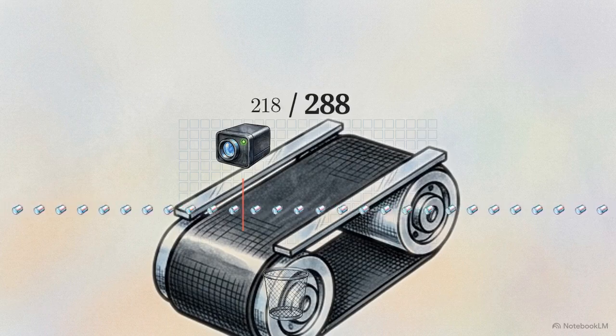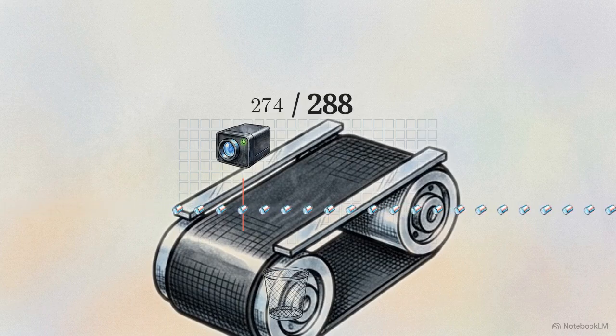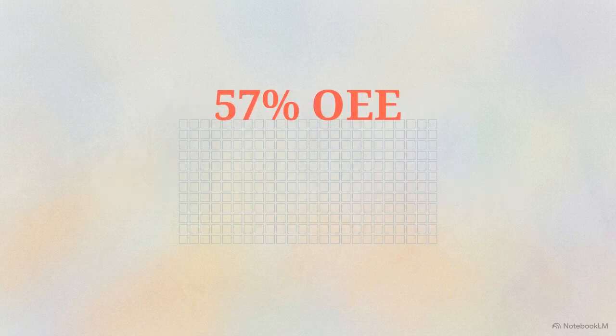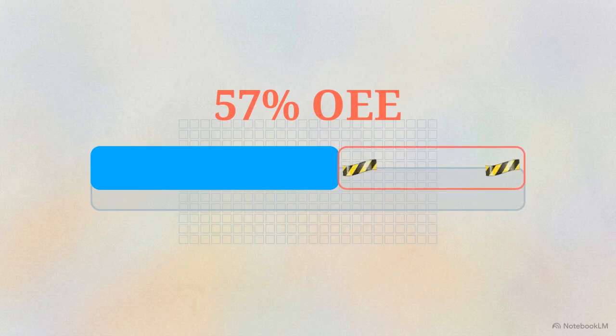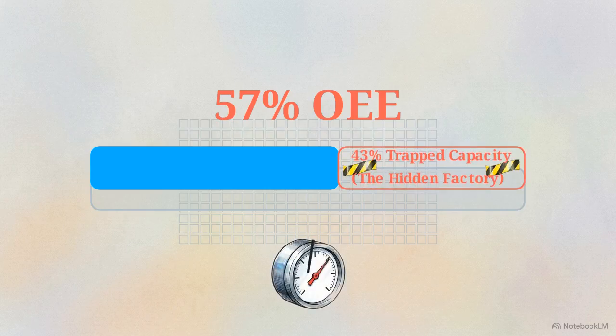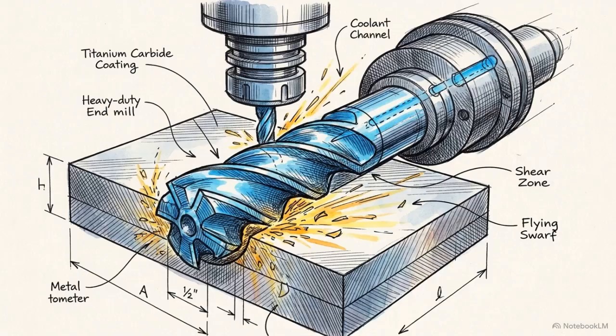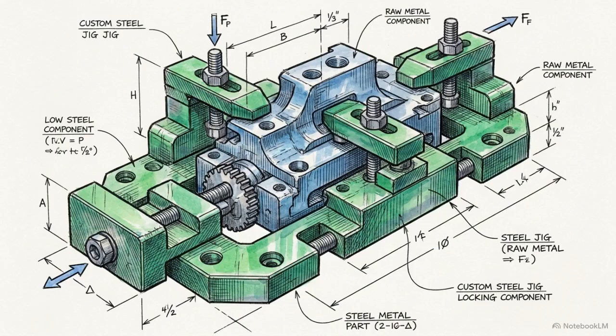This 43% delta represents the hidden factory, actual production capacity currently lost to process friction that can be recovered without additional capital. The engineering team targets the data. They reduce setup times from 90 minutes to 15 minutes. They upgrade the cutting tools so operators can run at 100% speed, and they install custom jigs to eliminate the defects. Those targeted operational tweaks boost the OEE to 82%. The factory fulfilled the new order volume, eliminated weekend overtime entirely, and saved 5 million baht in unnecessary capital expenditure.